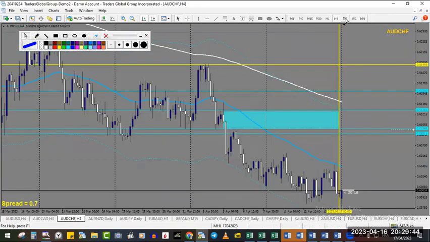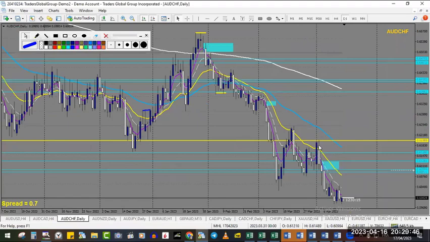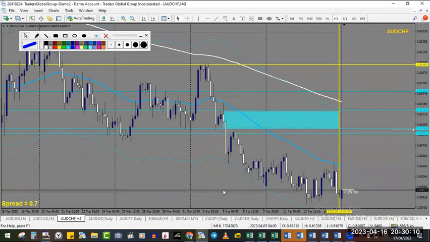AUD/CHF, so this one is pretty clean. We have a beautiful daily impulse going down. And we are at a big round number right now, where the price is. So I would expect the price eventually to retrace. And if it would, any of those three levels would be a good opportunity for a sell. So yeah, those are very nice levels of support and resistance, plus supply and demand, as we can see untouched here.